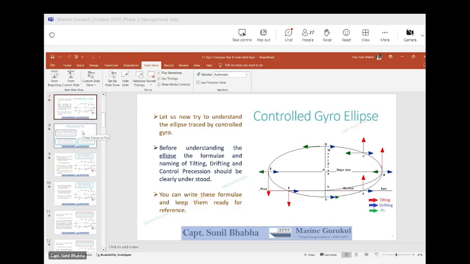Sir, how is the drift outwards when above the horizon, above the pole, sorry?